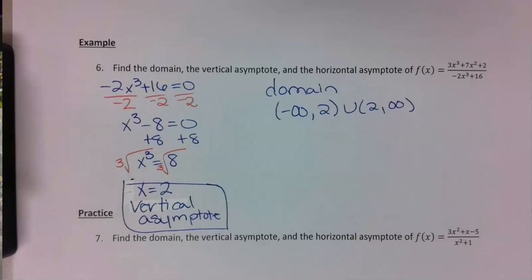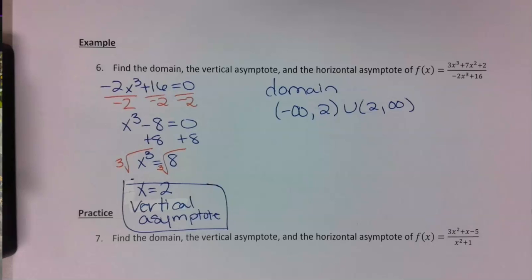If the parentheses means that it's not included, why is it on the infinity? Infinities aren't specific numbers, because you only give brackets to things that you can define. Okay, any other questions on domain?